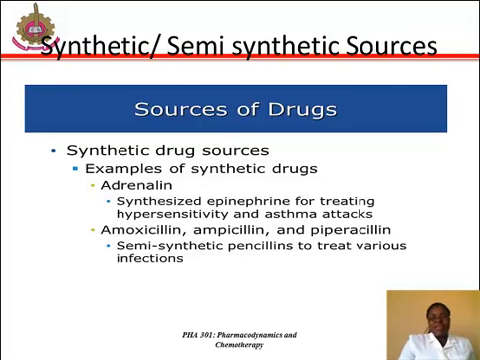Penicillin can also be classified as a microbial source too, which is a fungus that gives penicillin. That is Penicillium notatum, which is used to prepare penicillin. And we can have actinobacteria, which gives streptomycin. We can have aminoglycosides such as gentamicin and tobramycin. They are obtained from Streptomyces and Micromonospora.